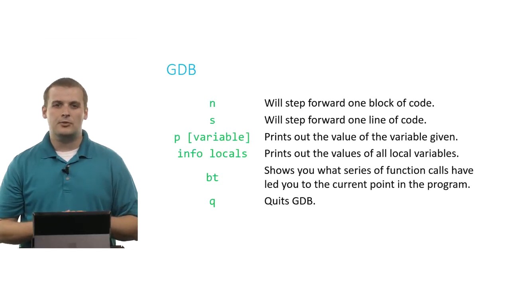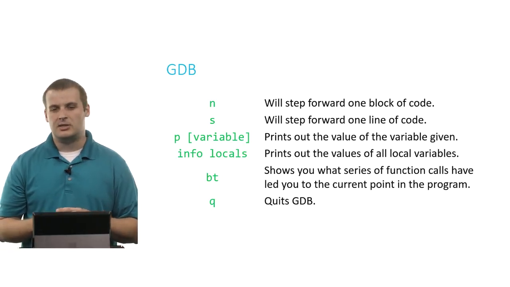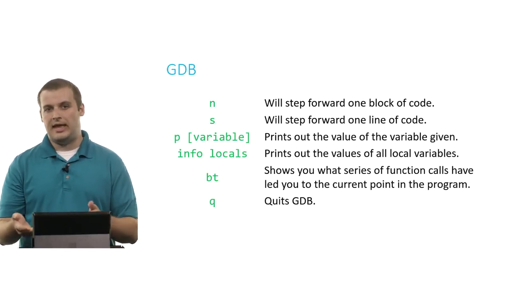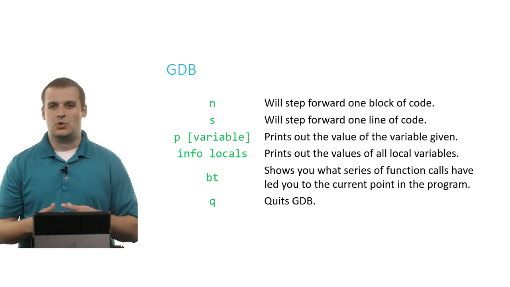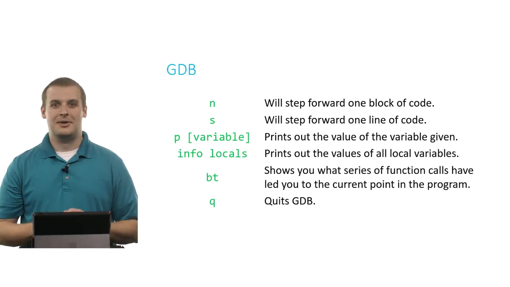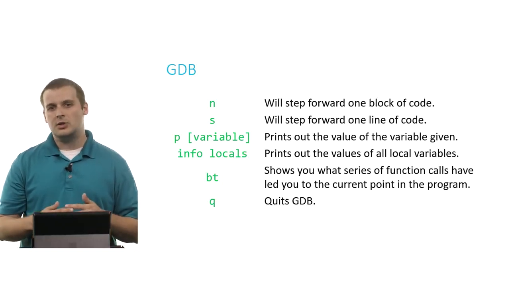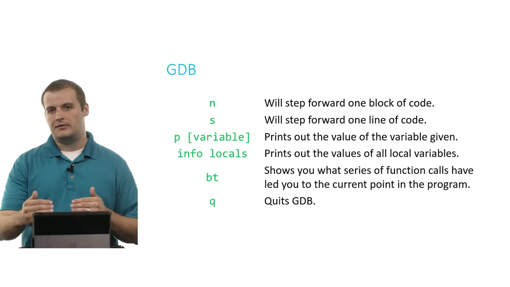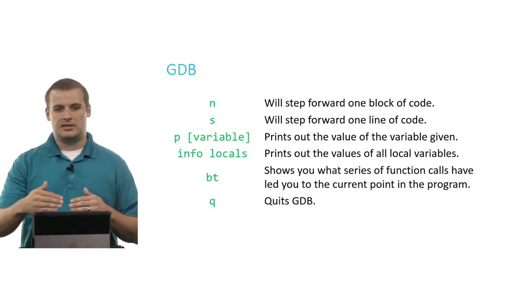There are a number of other really important and useful commands inside of the GDB environment, so let me just quickly go over some of them. The first is N, which is short for next, and you can type next instead of N. Both would work. N is just the shorthand, and as you've probably already gotten used to, being able to type things shorter is generally better. And what it will do is it will step forward one block of code. So it'll move forward until a function call.